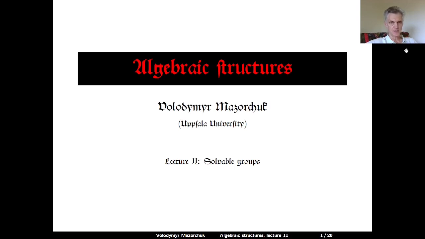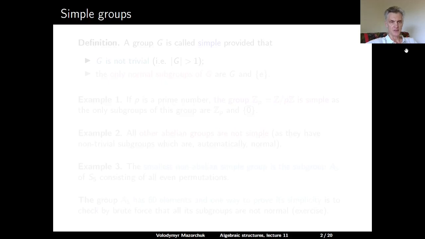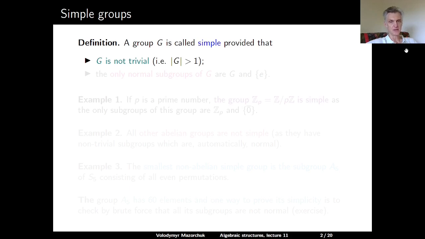Algebraic structures, lecture 11, solvable groups. We start with a definition of a simple group. Definition: a group G is called simple provided that it is non-trivial, which means that it has more than one element, and the only normal subgroups of G are G itself and the trivial group consisting of the identity.